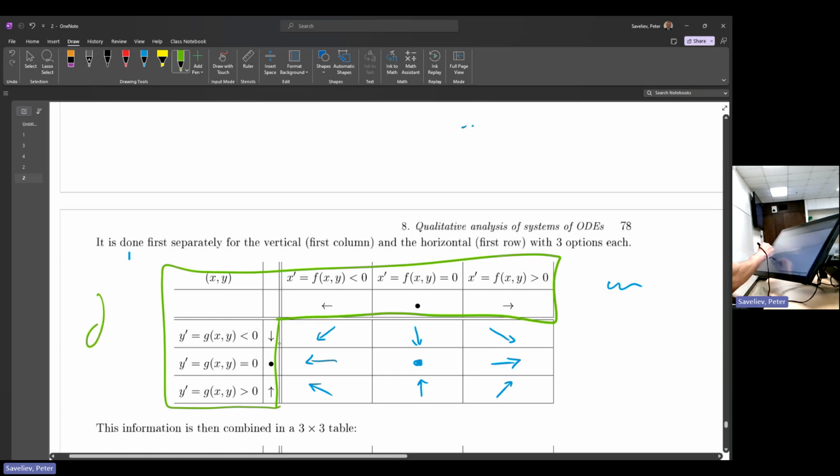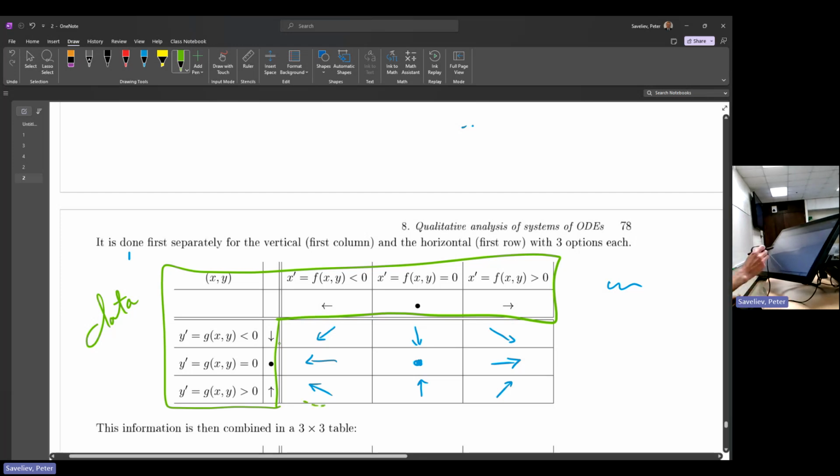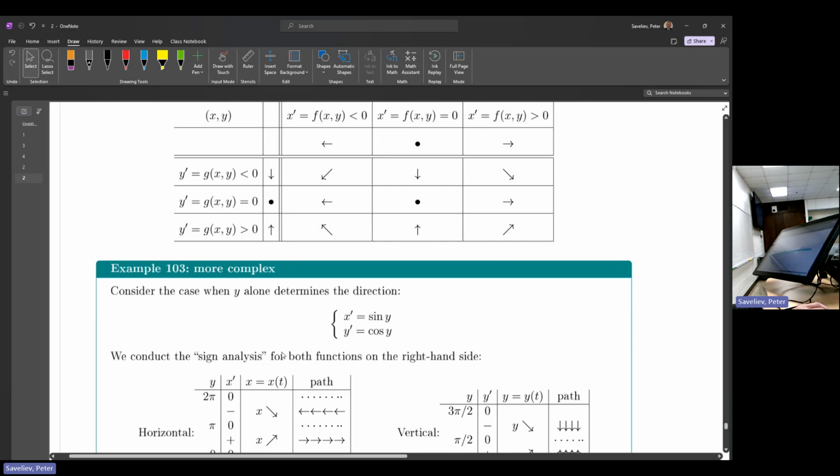That's the data, and then we put that data together. If it goes to the left and up, then it goes this way. So it goes over here, northwest. So instead of 3, we have 9 possibilities, roughly the difference between dimension 1 and dimension 2. That makes a big difference once we start plotting.